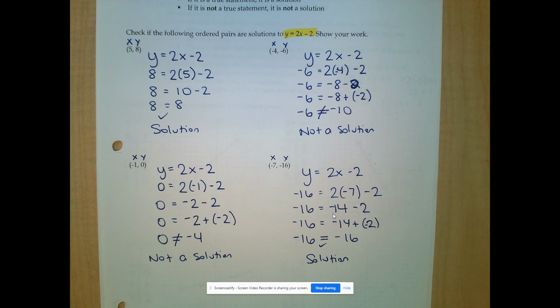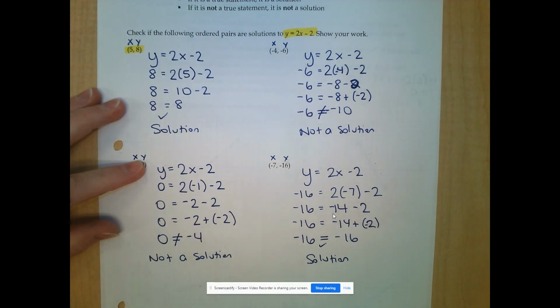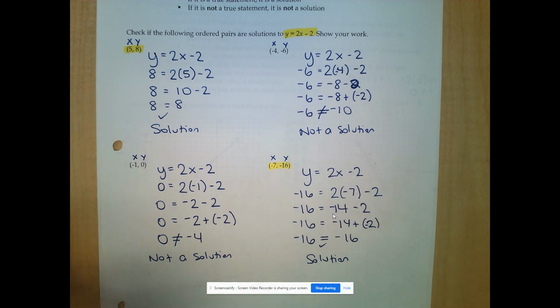If we graphed y equals 2x minus 2, the coordinate 5, 8 would be on the line, and the coordinate negative 7, negative 16 would be on the line.